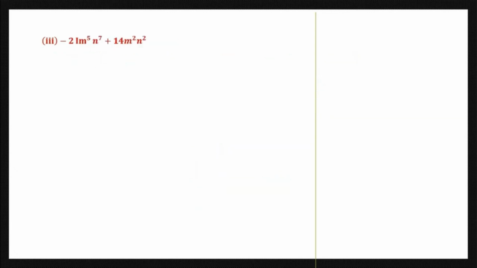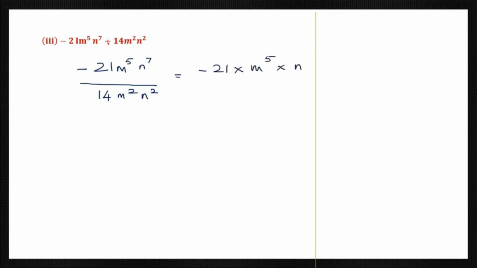Next question, minus 21. So let's write that down. Minus 21 m to the power of 5 n to the power of 7 divided by 14 m to the power of 2 n to the power of 2. So that will be minus 21 into m to the power of 5 into n to the power of 7 divided by 14 into m to the power of 2 into n to the power of 2. So now here I can cancel minus 21 and plus 14. Both are divisible by 7.